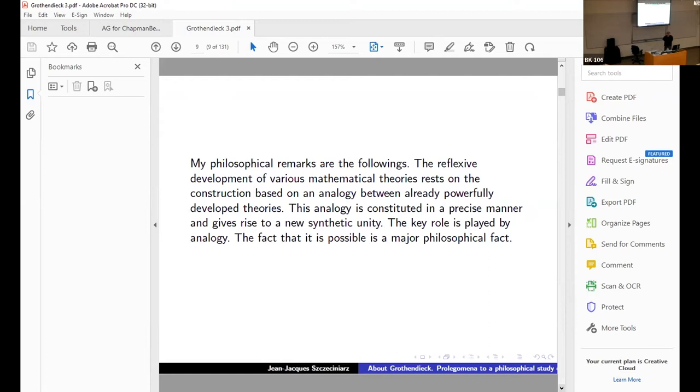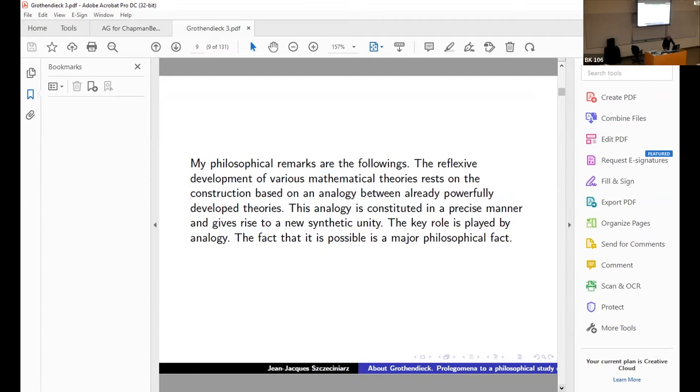My philosophical remarks are the following. The reflexive development of various mathematical theories rests on a construction based on an analogy between already powerfully developed theories. This analogy is constituted in a precise manner and gives rise to a new synthetic unit. The key role is played by analogy. The fact that it is possible is a major philosophical fact.